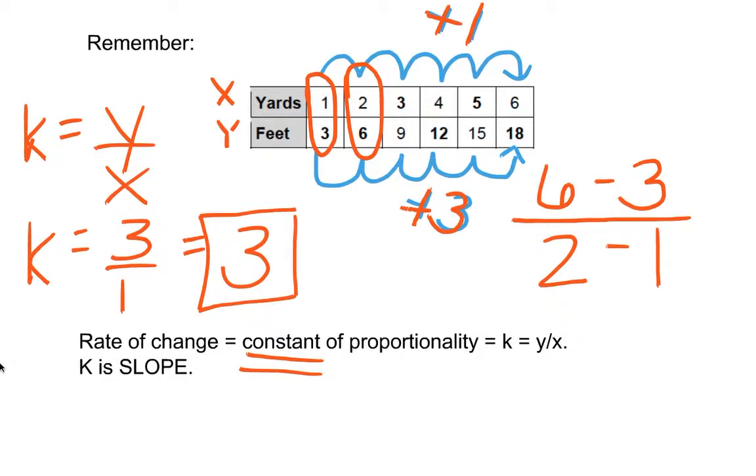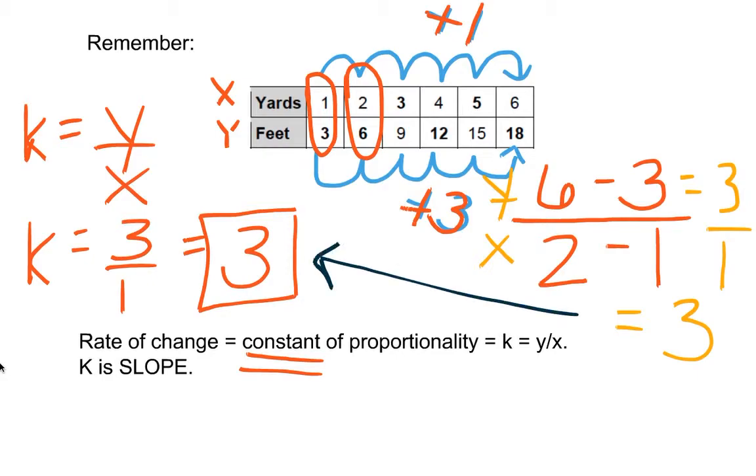So again, this is representing the ratio of y over x. And 6 minus 3 is 3, and 2 minus 1 is 1. So we're still getting the same answer, because 3 divided by 1 is 3. So again, these are the exact same, it's just a different way of doing it.